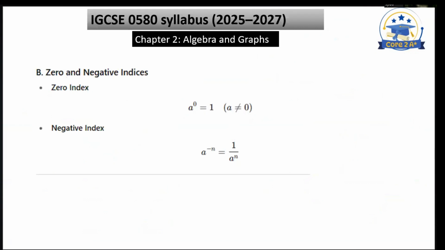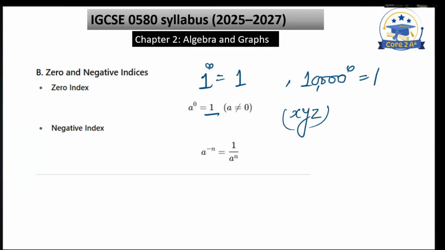Let's see some different kinds of formulae, like with the zero index. If we have zero exponent, zero power of any number, any variable, what does it mean? It means 1. If we have 1000 or 10,000 to the power 0, it means 1. If we have xyz to the power 0, it means it is 1. It doesn't matter if it is a numerical value or a variable or whatever. Suppose it's me and I have a power 0, it means I am 1.